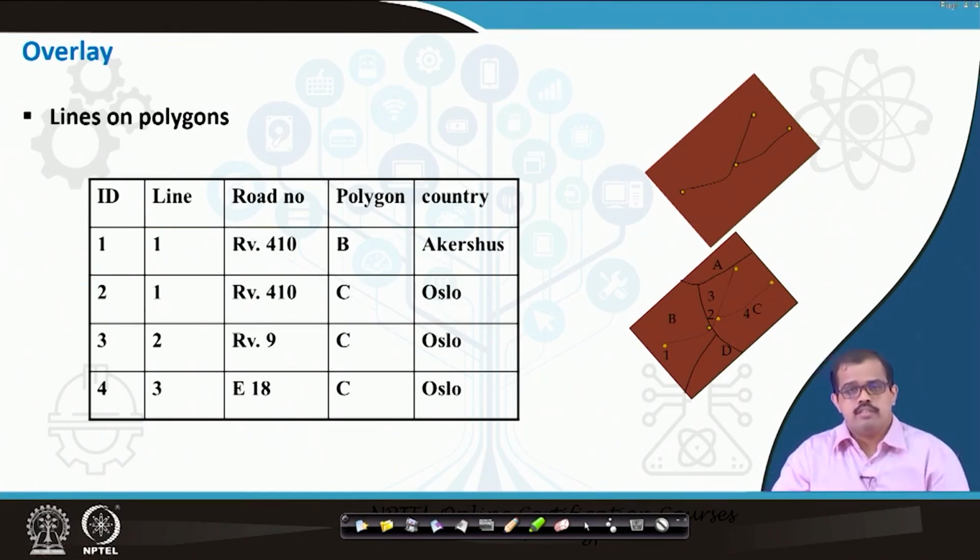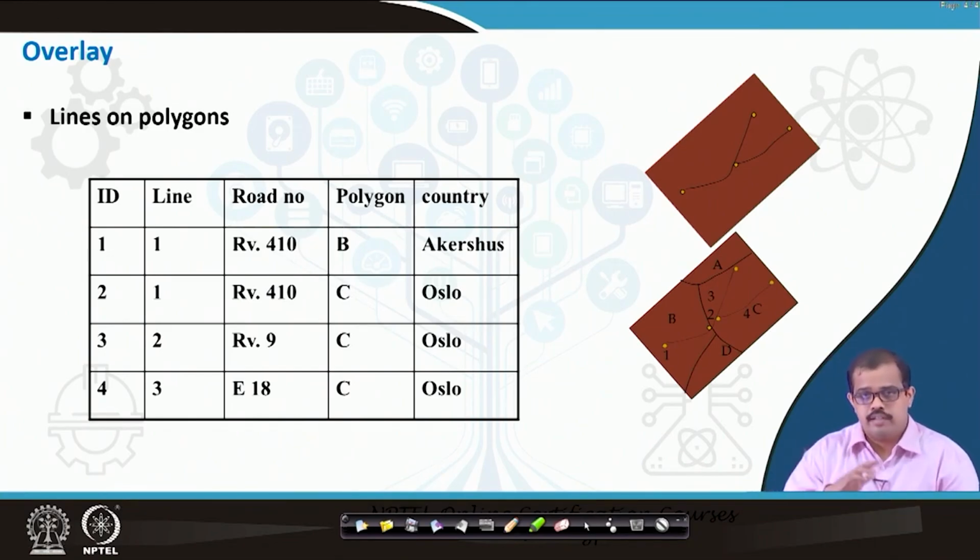Once you have put these lines on those polygons, I can find out where this is going, what effect it may have once the road is built, what the size of the road is, and if there is an extension, what may happen in the future.